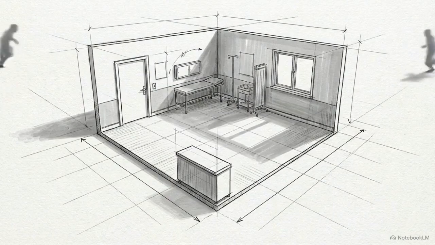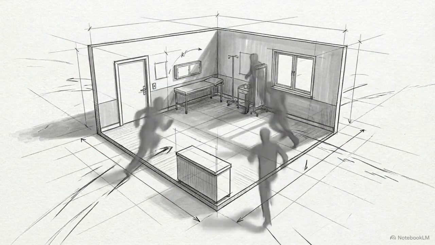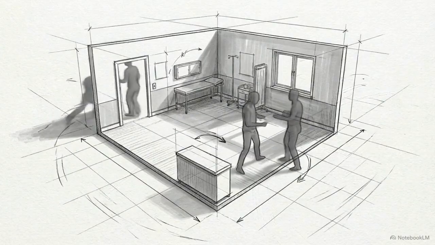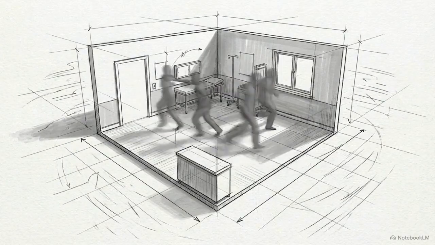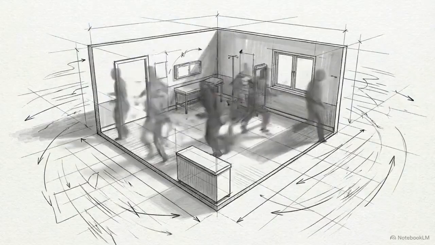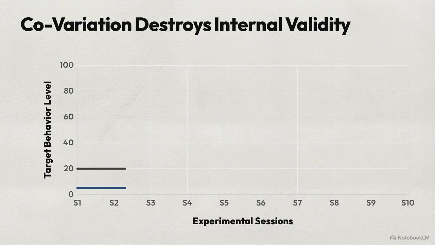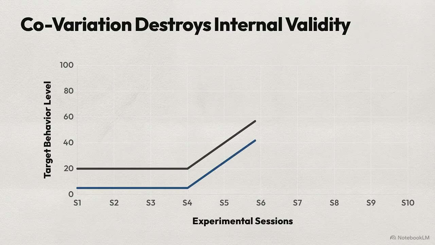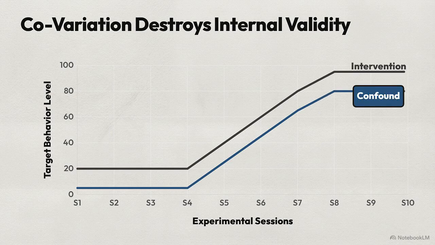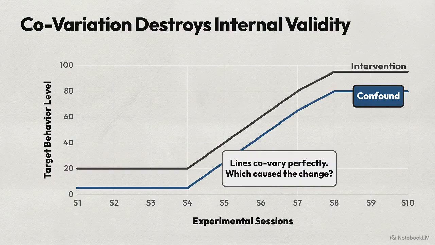Clinical environments are dynamic spaces filled with uncontrolled background noise. These ever-present background factors, fluctuations in lighting, the time of day, a sudden change in staff, or a client's minor illness, are known as extraneous variables. An extraneous variable is mostly harmless until it crosses a critical threshold. If left uncontrolled, it morphs into a confounding variable. A confounding variable systematically changes at the exact same time as your intervention. Because they co-vary, the confound provides a highly plausible alternative explanation for why the behavior changed.